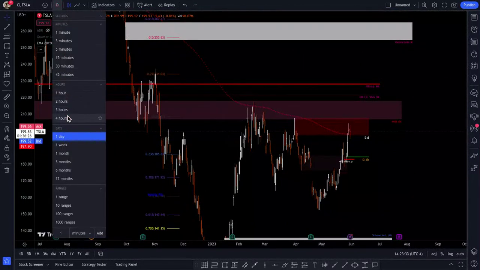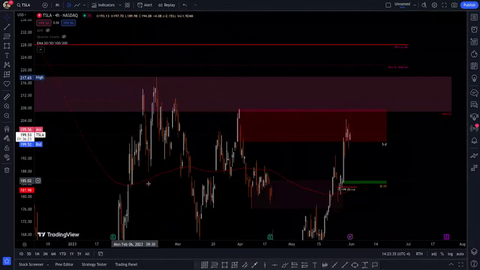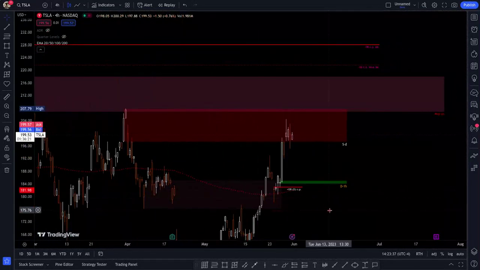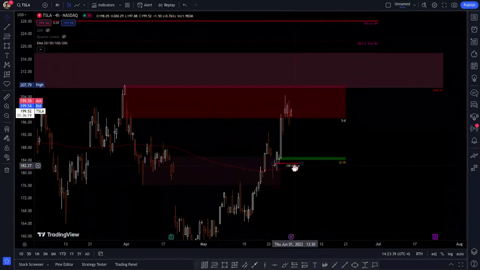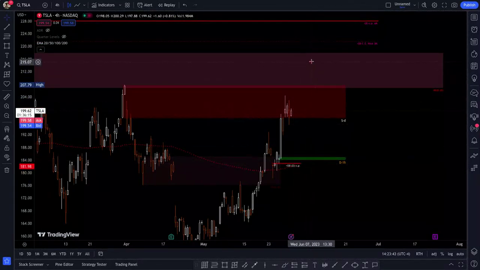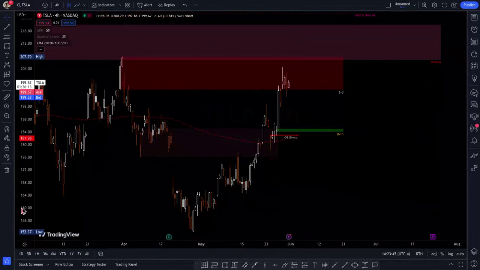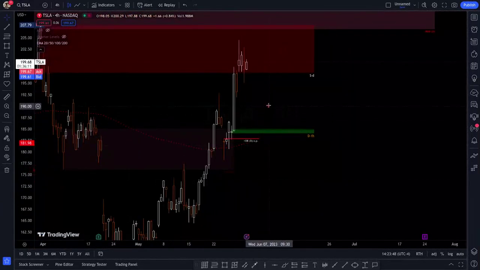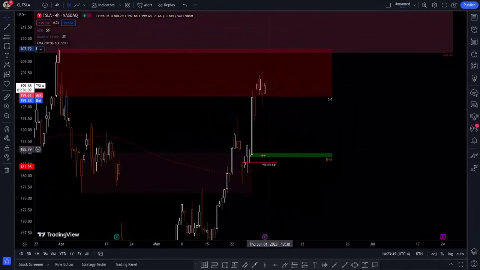Let me go down to the 4-hour and show you where we are right now. So this is an order block, Sean. Price usually wants to come back to the order blocks before it pushes higher. So it could come back down here. All right, but it's very bullish right now, so sometimes it won't make it down here.